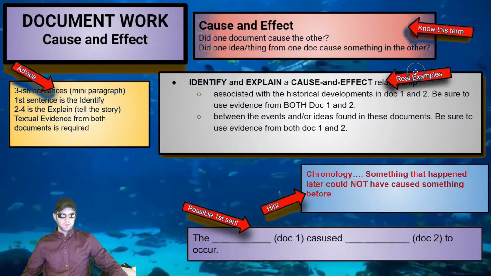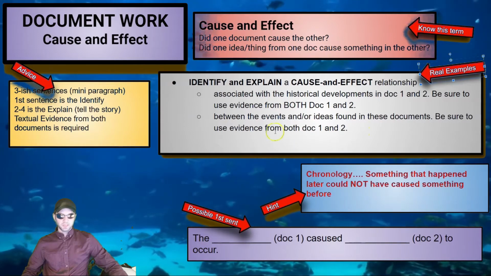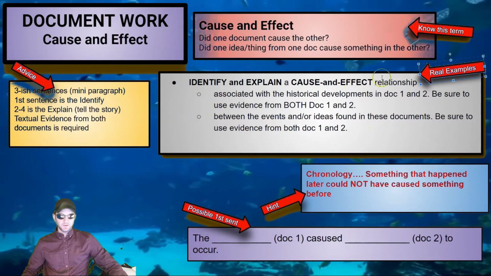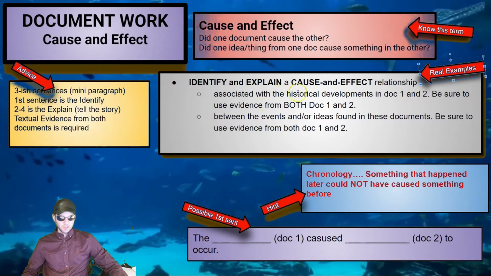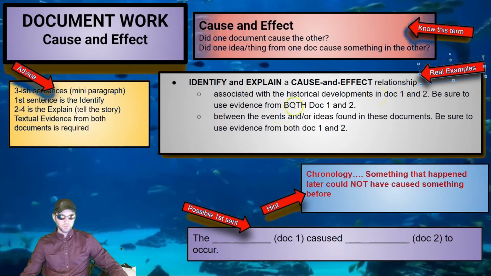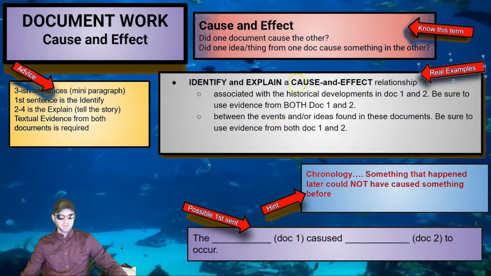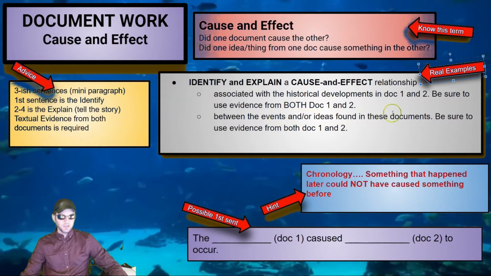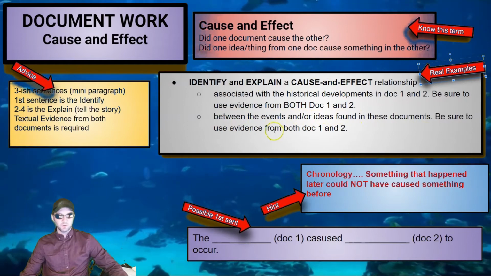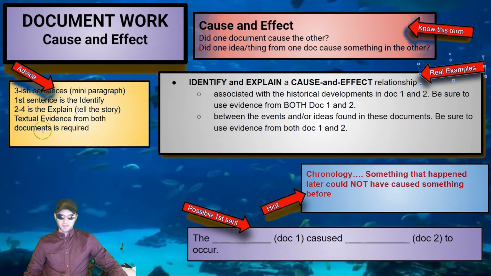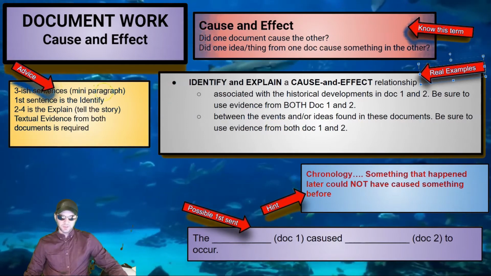So here are real examples and the real wording that's been used. Identify and explain a cause and effect relationship associated with the historical developments in Doc 1 and 2. Be sure to use evidence from both Doc 1 and 2. Identify and explain a cause and effect relationship between the events and or ideas found in these documents. Be sure to use evidence from both Doc 1 and 2. Okay, advice. It is about three sentences. Again, it's a mini paragraph.